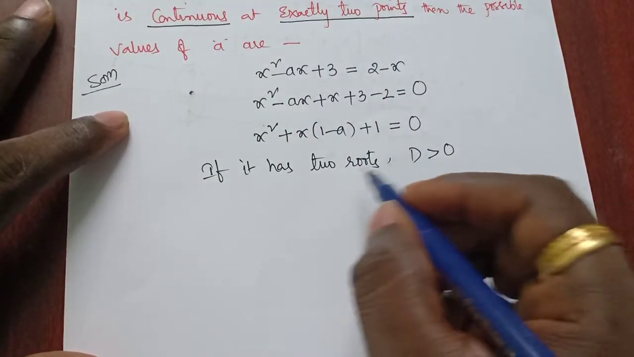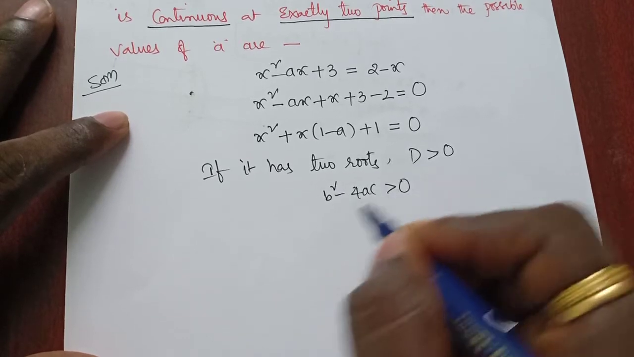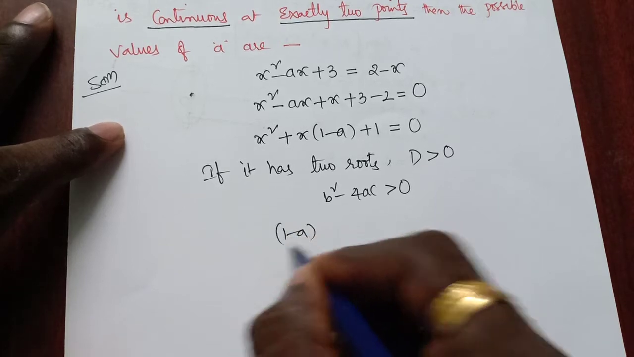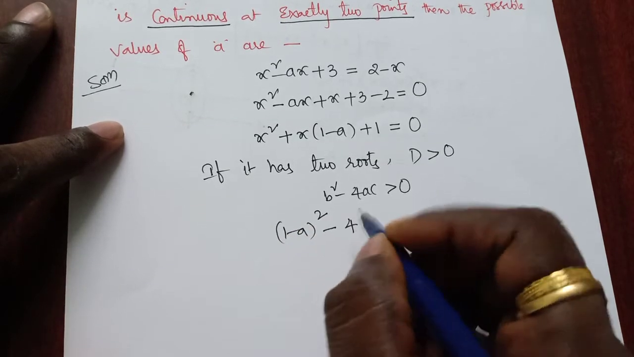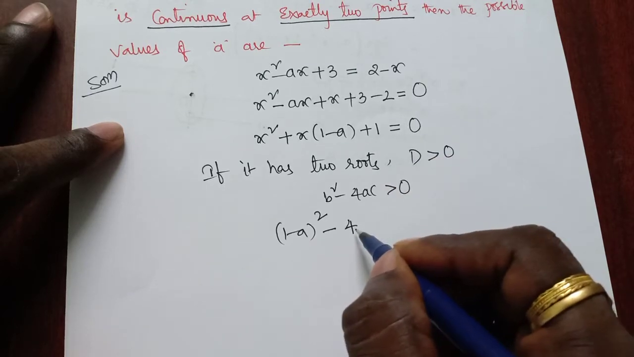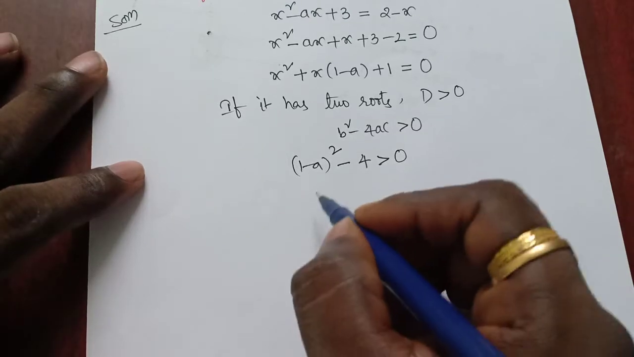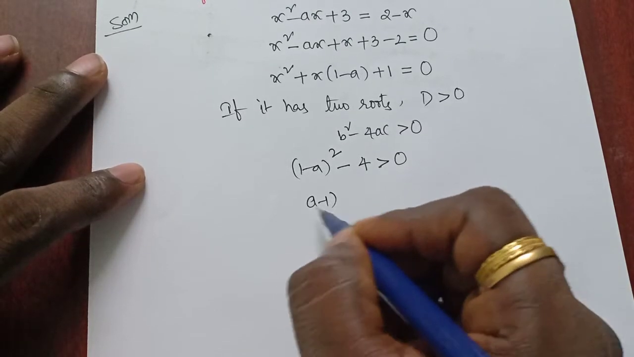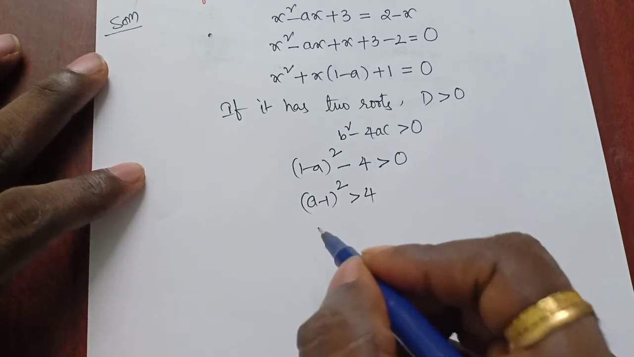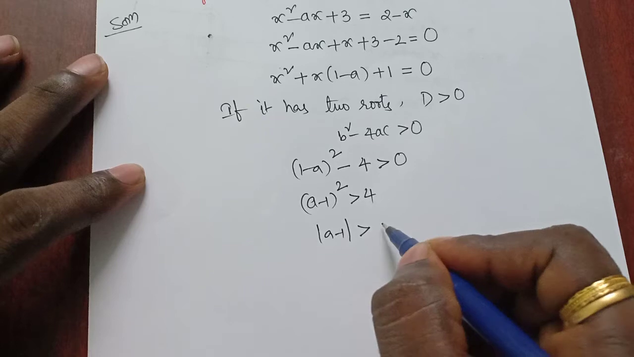Now what is discriminant? b square minus 4ac is greater than 0. What is b? 1 minus a. So (1 minus a) whole square minus 4, a is 1, c is 1, so 4 into 1 into 1, that is greater than 0. Now (a minus 1) whole square is greater than 4, which means that modulus of a minus 1 is greater than 2.